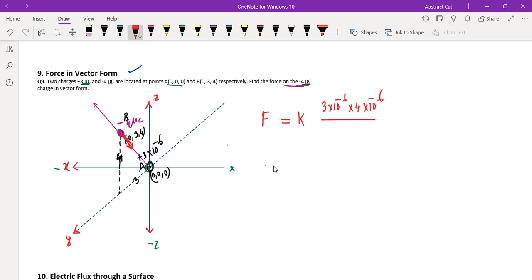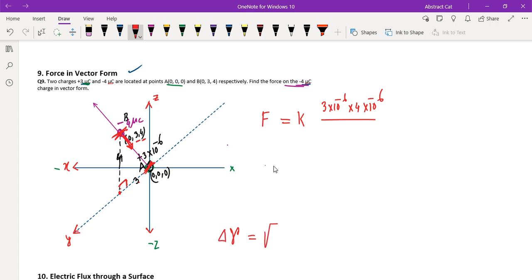Now the separation between these two. If you see the diagram very carefully, the distance is 3 and that distance is 4, and that is 90 degrees. So the separation from here to there: base is 3, perpendicular is 4, so the hypotenuse will be 5. Otherwise you can solve this.